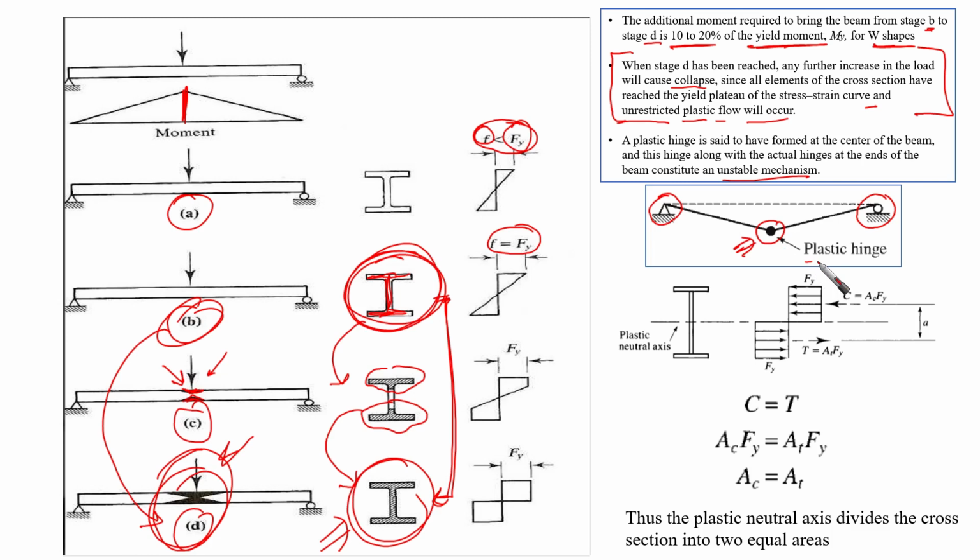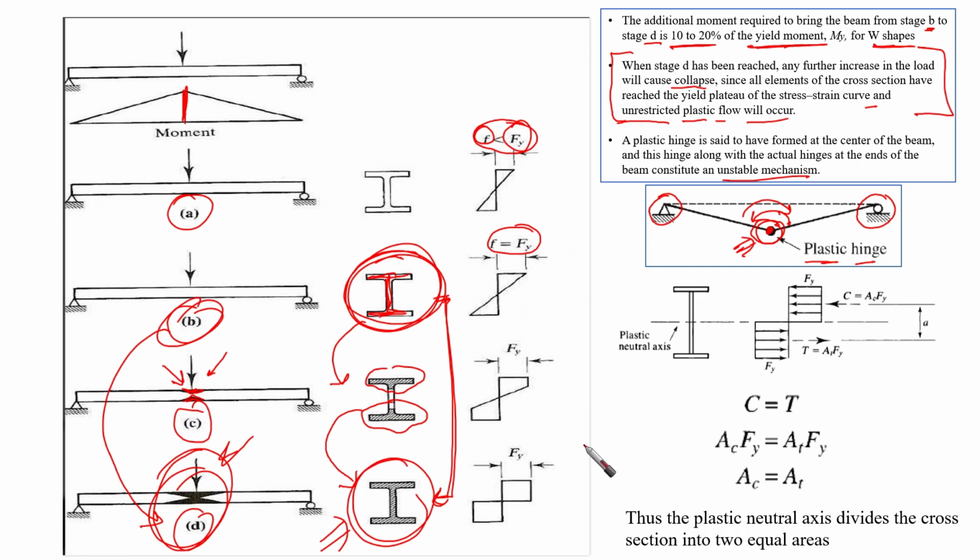What is the meaning of hinge or plastic hinge? It is a point where moment cannot be transferred from the right to the left and vice versa. It is as if an internal hinge is going to take place here.